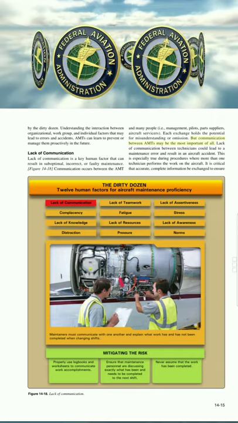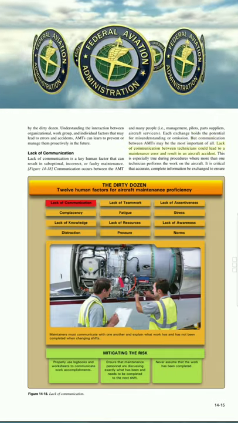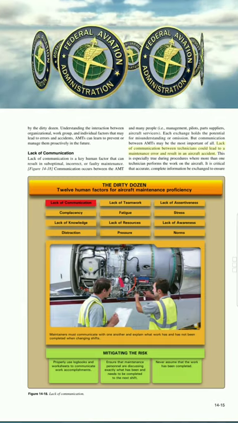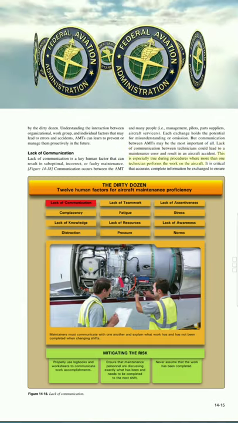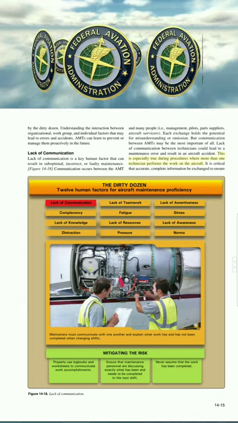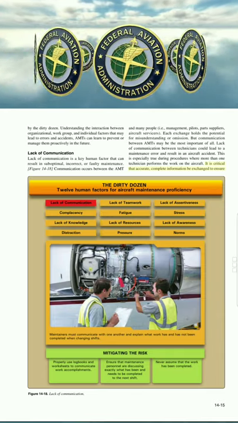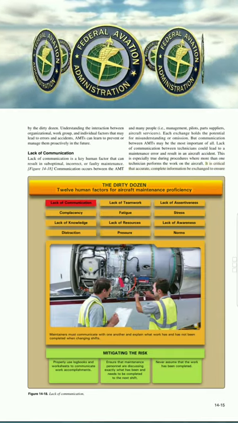But communication between AMTs may be the most important of all. Lack of communication between technicians could lead to a maintenance error and result in an aircraft accident. This is especially true during procedures where more than one technician performs the work on the aircraft. It is critical that accurate, complete information be exchanged.